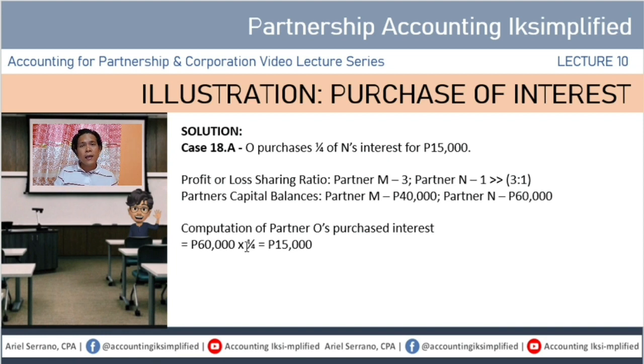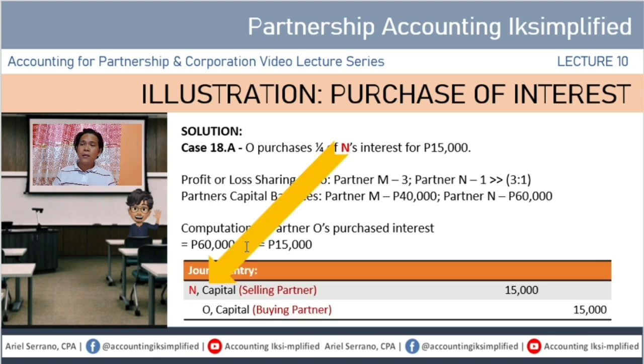At yung actual na binayaran ni partner O kay partner N ay 15,000 din. So sa case na ito, parehas equal yung halaga ng equity sa actual na amount na binayad. Pansinin ninyo, O purchases 1/4 of N's interest. Ang magiging journal entry natin ay ganito. Yung selling partner, babawasan natin kasi yung equity niya; ita-transfer yung portion ng equity na binili doon sa admitted partner or sa buying partner.